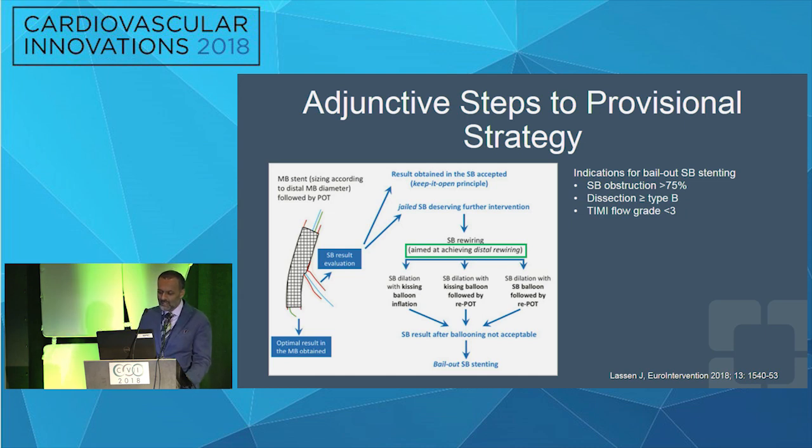There's kissing balloons, obviously. There's a kissing balloon followed by a POT technique, and there isn't a lot of really good data yet to decide what's the best way to do this. But ultimately, you have to choose your strategy to do this. And if you're happy, you're done. If you're not happy, then there's always the bailout stent strategy.